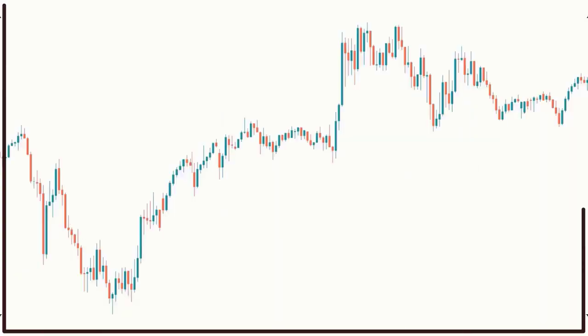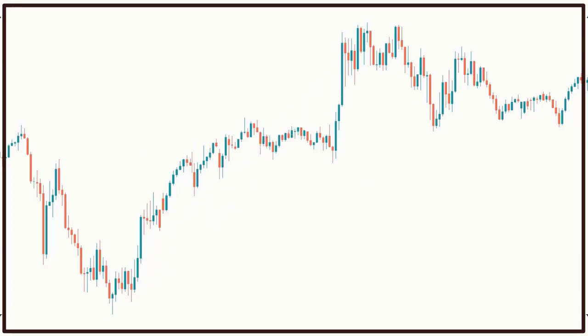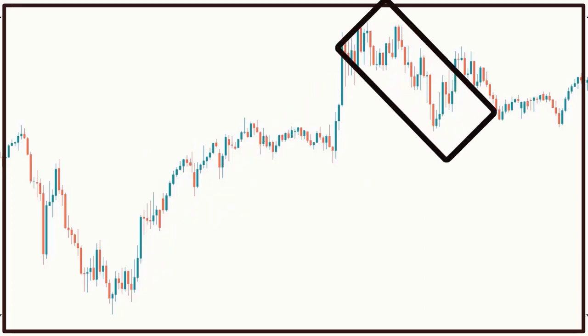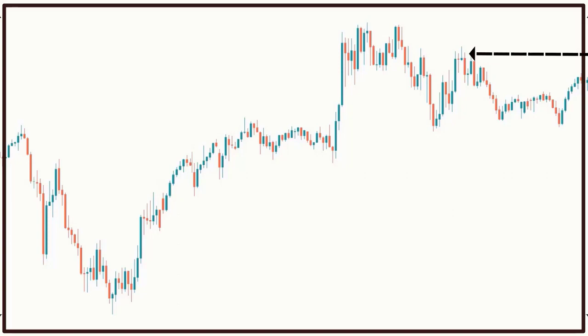Let me explain. Let's say that you watch the price make this massive up move. So you think that the price is in an uptrend. Then you see the price make this pullback. You decide that it is a good opportunity to buy entry. So you buy the pair at this price. As soon as you buy, the price tanks down.